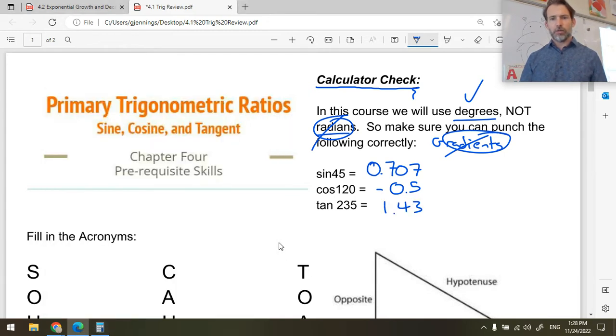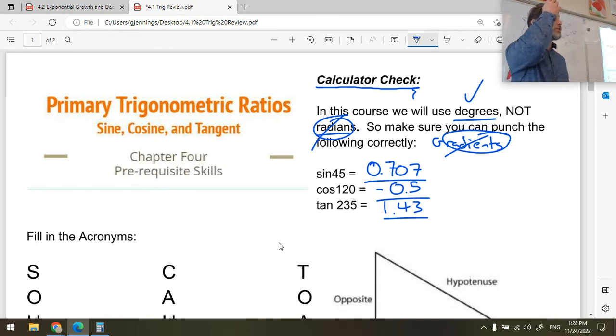And that's good for accuracy for right now. So make sure you can get these values. If you're not getting those values, you need to change the settings of your calculator so that it's inputting degrees. And if you don't know how to change the settings on your calculator, bring me over after the lesson and we'll figure it out together.